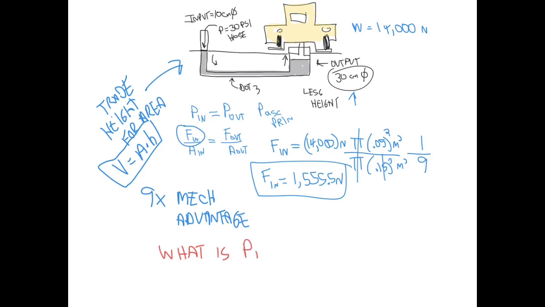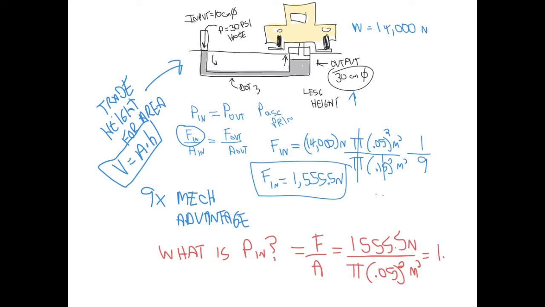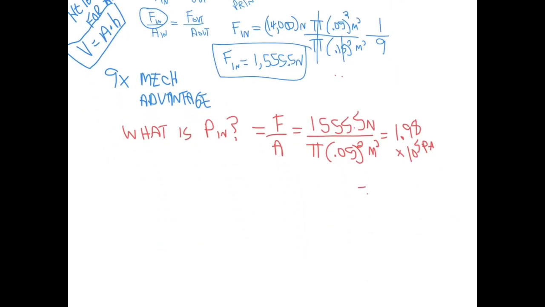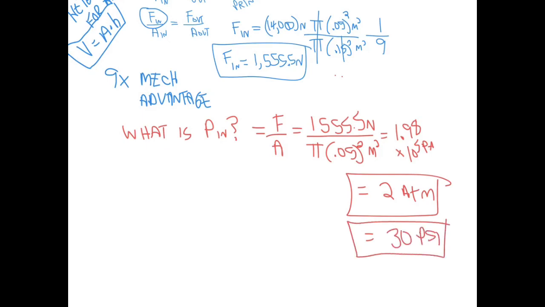Because remember, volume is area times height. And just to confirm what the input pressure is, remembering that pressure is just force over area. So if we just take the force, which is the 1555.5 newtons, and divide by the area, which was pi times 0.05 squared, we come up with something that's pretty close to 2 atmospheres. Just do the math here. We get just about 1.98 times 10 to the 5th pascals, which is just about 2 atmospheres. And 2 atmospheres also is just about equal to 30 psi, which once again is readily available in most garages.